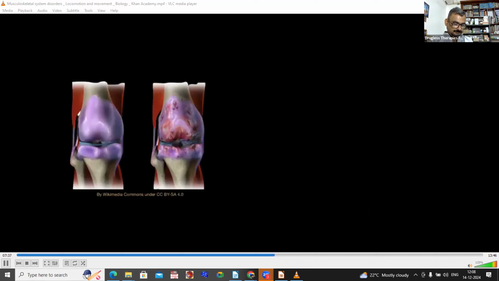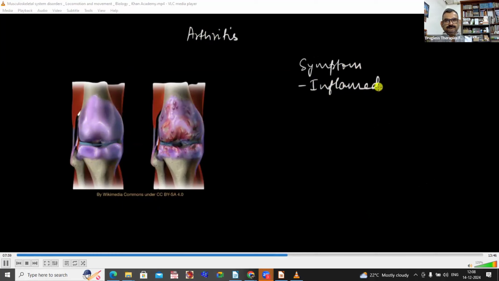Here, again, it looks kind of painful. It's called arthritis. What happens here is the joints are inflamed. You see, this is a healthy joint and this one is inflamed. So the symptom is an inflamed joint. So what are the causes?